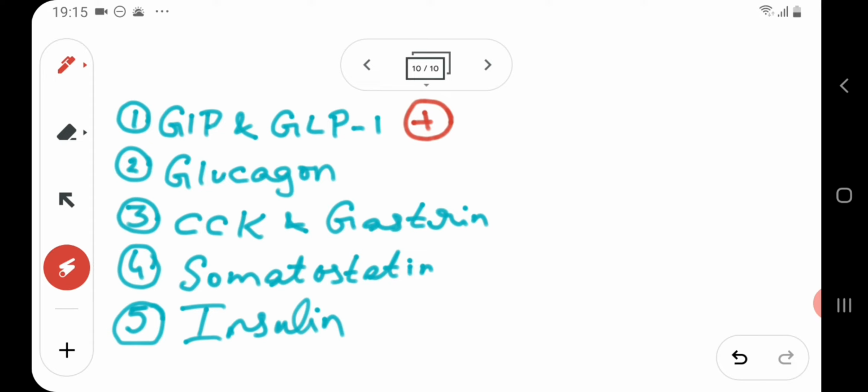Second is glucagon. Glucagon is also secreted by the islet cells of Langerhans of the pancreas, of the alpha type. It reaches the beta cells and directly stimulates the secretion of insulin. Next, CCK and gastrin also stimulate insulin secretion, and these are released during digestion.